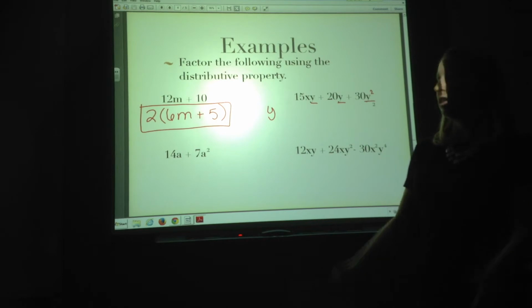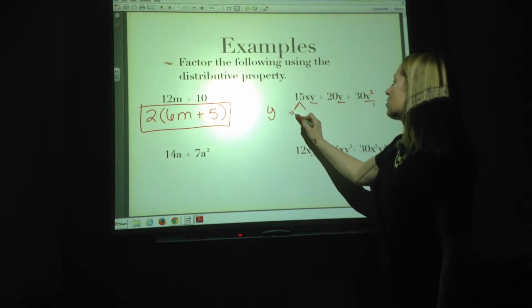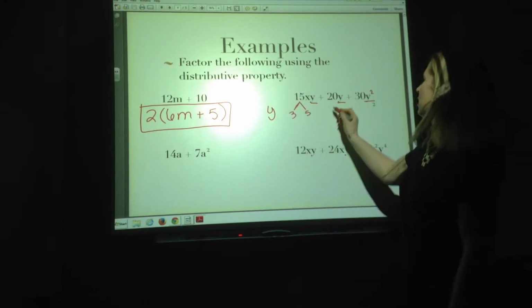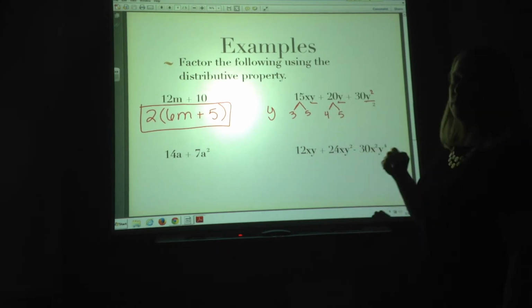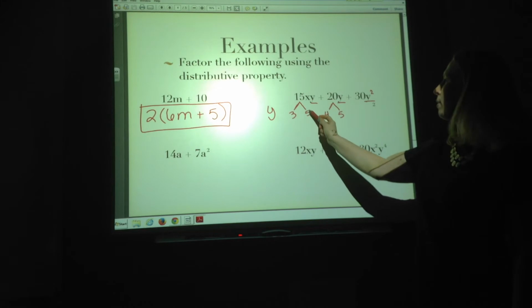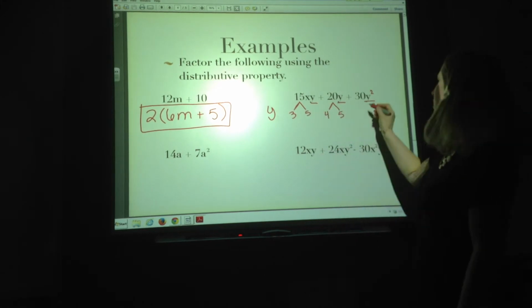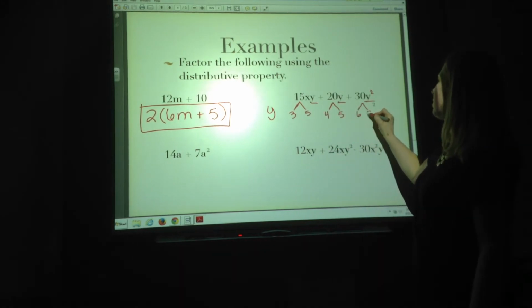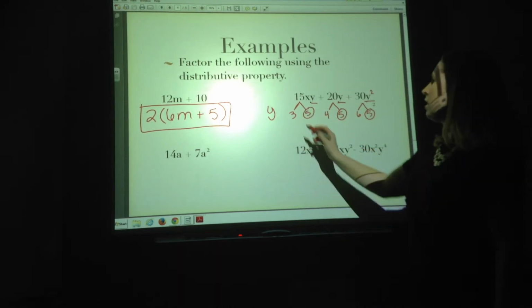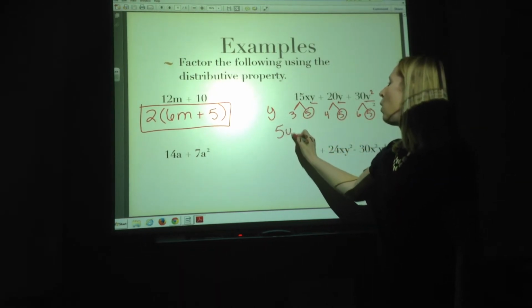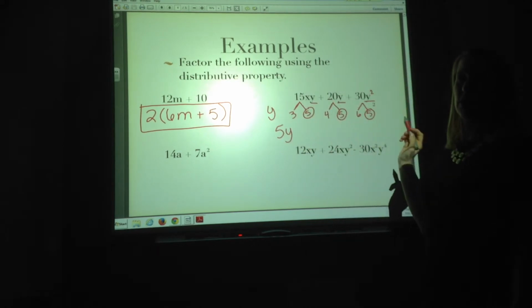We could do the factor tree to try it. So this is 3 times 5. This is 4 times 5, which I know I can break down more, but there's not a point because 5 and 5 already matches. And this is 6 times 5. So the common factor is 5. So I'm going to pull out a 5y because remember y is in all the terms.